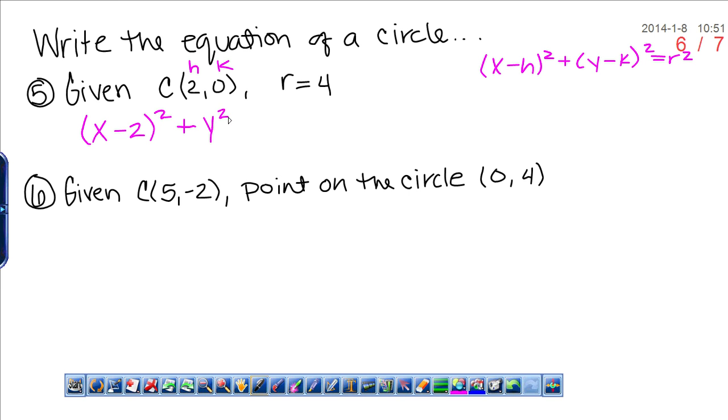Plus what? You can write y minus 0 squared, or you can just write y squared. Either is okay. Is equal to what? 16. Do not leave 4 squared there, because you know how to square that. Okay? You'll go ahead and write in the radius squared.